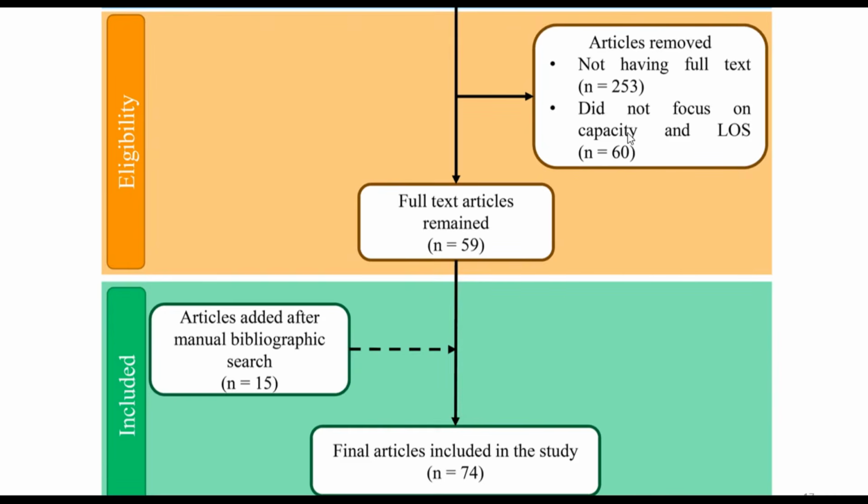Here, for example, capacity and level of service, so you remove 60 more papers. So full articles now remaining is 59. To these 59 papers you add, by manual bibliographic search, let us say 15 papers. So the total final articles included in your literature review will be 72.